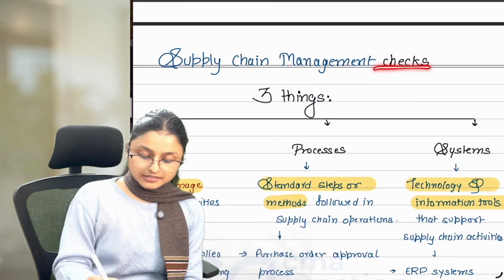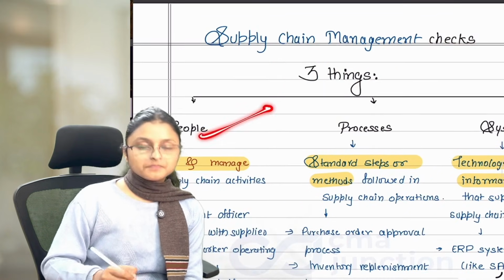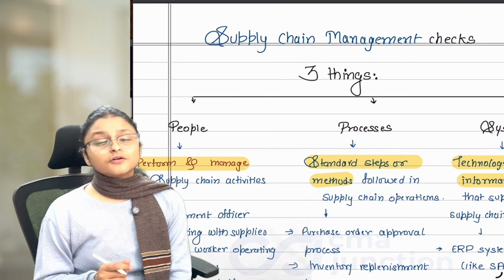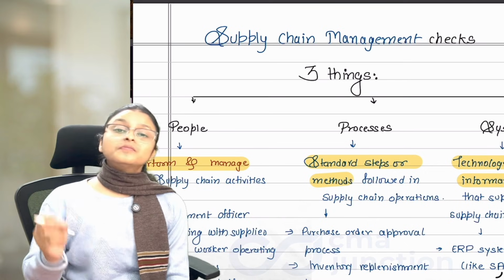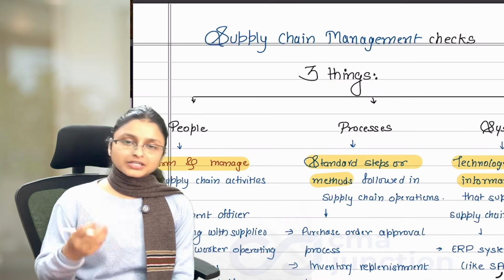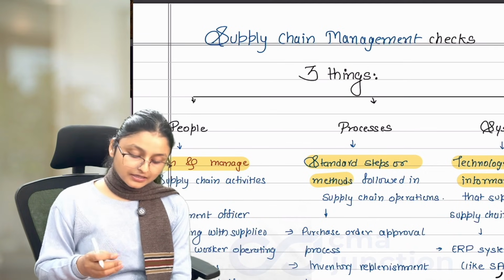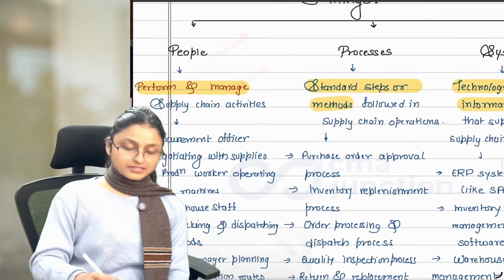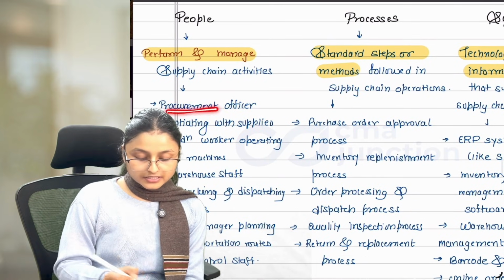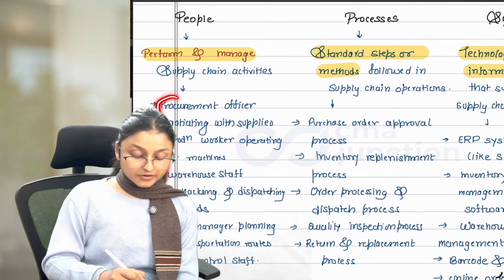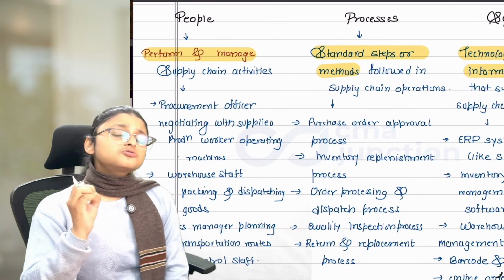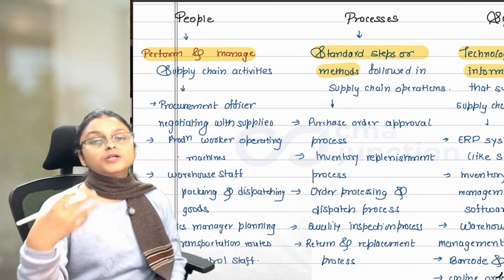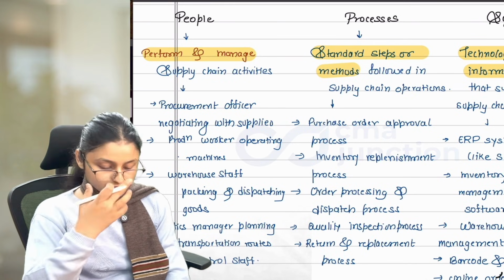Supply chain checks 3 things. First one is people. Who are the people? The ones who are going to perform the activities of supply chain, or who are going to manage the supply chain. So we require employees for the same thing, and these are the people involved in supply chain. First one is procurement officer. I'm just giving these as examples. You need not remember it. You just need to understand what all people can be included in supply chain.